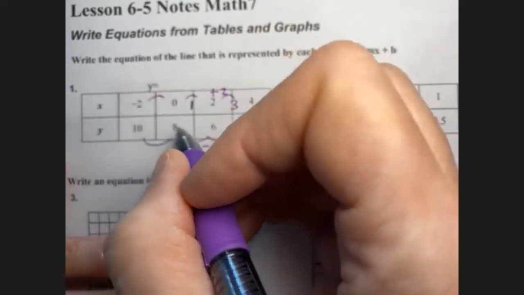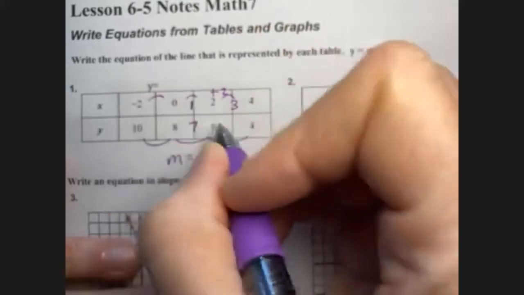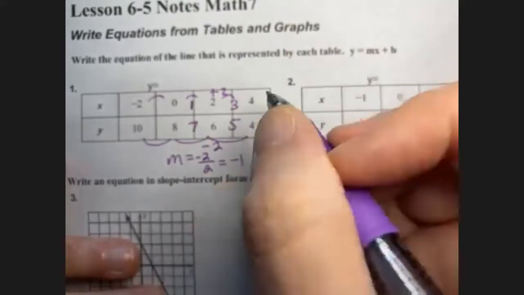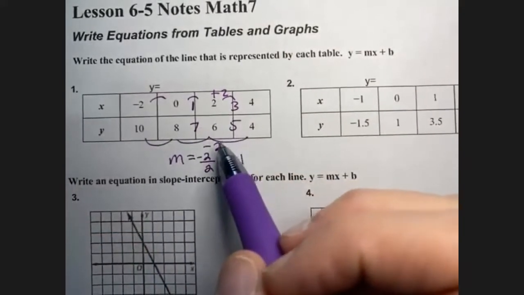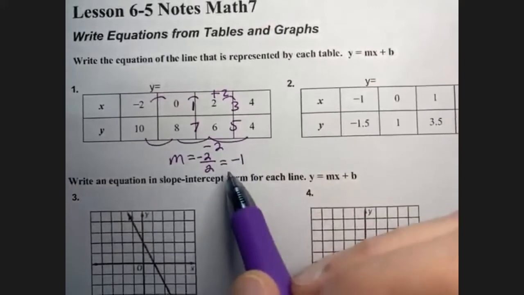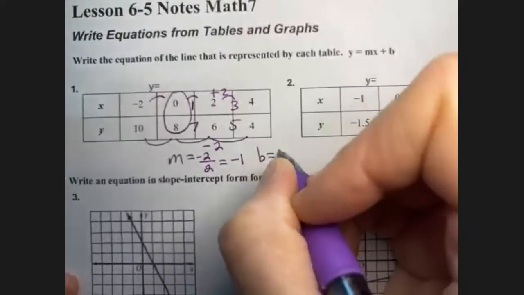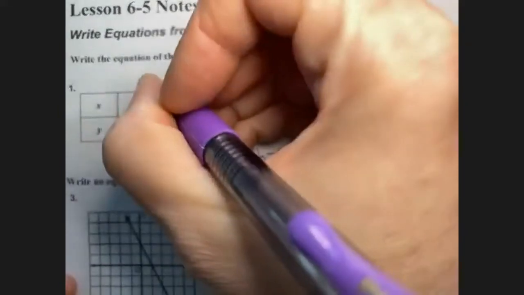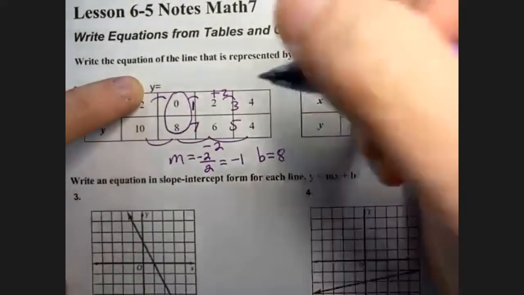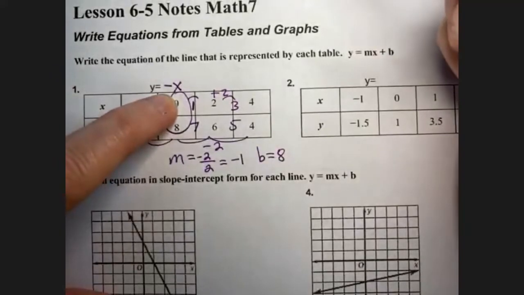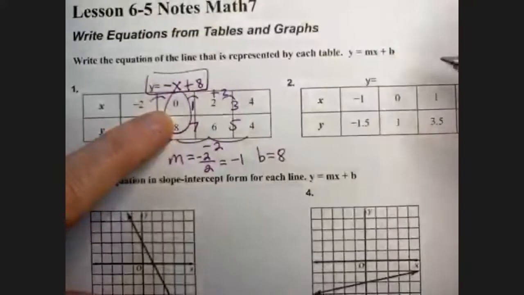Then this would be 10, 8. This is actually 7, 6, 5, 4. So actually, as x increases by 1, y is decreasing by 1. And that's why the slope is negative 1. And again, we need this for our b. So our b here is 8. And I write into my equation here, y equals, and my slope is negative 1. So I put negative x, and I'm not putting a 1 there because it's understood to be there, plus 8, and there's my equation of my line.